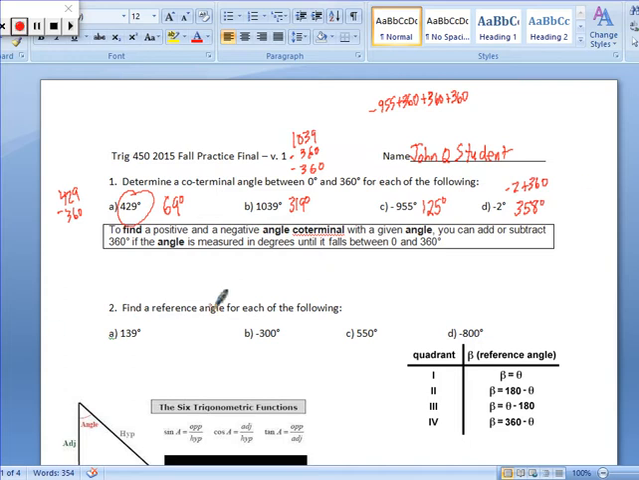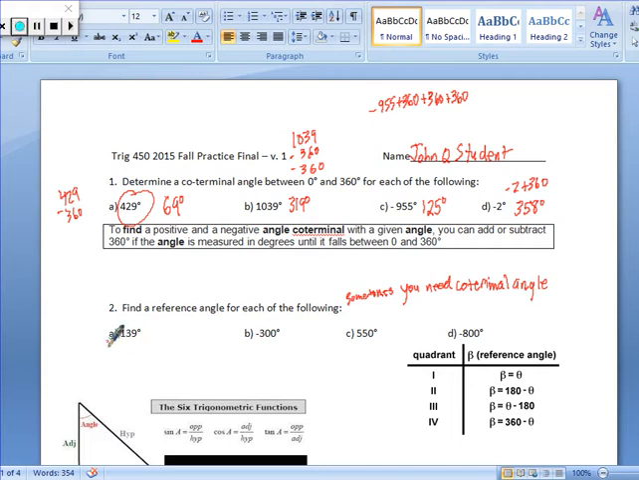To find the reference angle, sometimes you need to find the coterminal angle first. These angles down here also have to be between 0 and 360. That works for this one, but these other three, it does not work. So first of all, you need to find your coterminal angle.